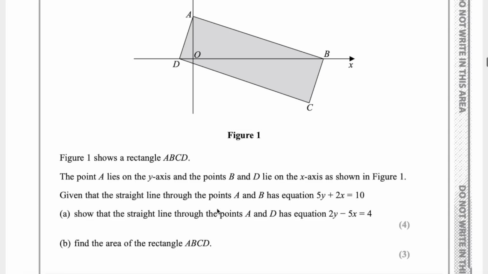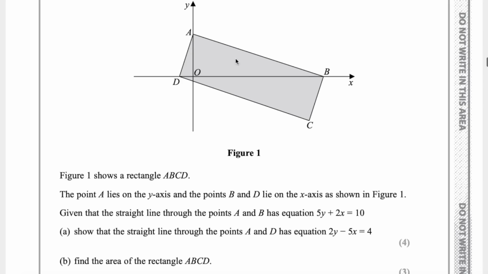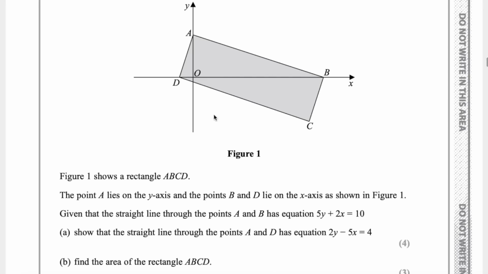Given that the straight line through the points A and B has equation 5y plus 2x equals 10, part A says show that the straight line through the points A and D has equation 2y minus 5x equals 4. So we have an equation for AB, and we need to show that the equation for AD is 2y minus 5x equals 4. This is a fairly straightforward question. You don't actually need any A-level mathematics for this. You can just use the mathematics that you've learnt in GCSEs.